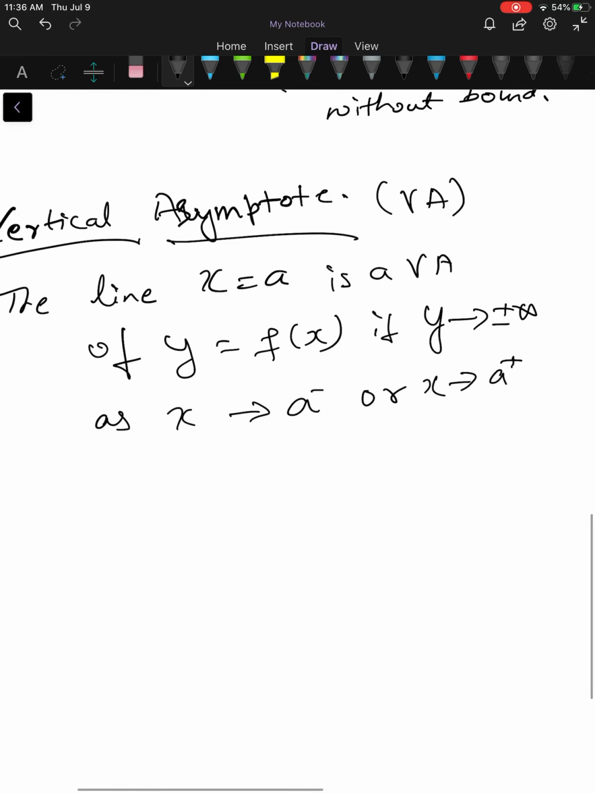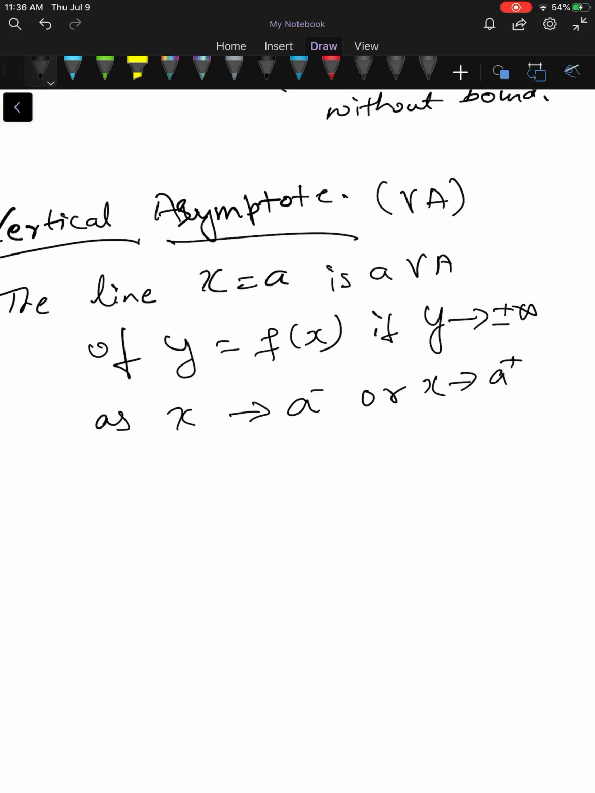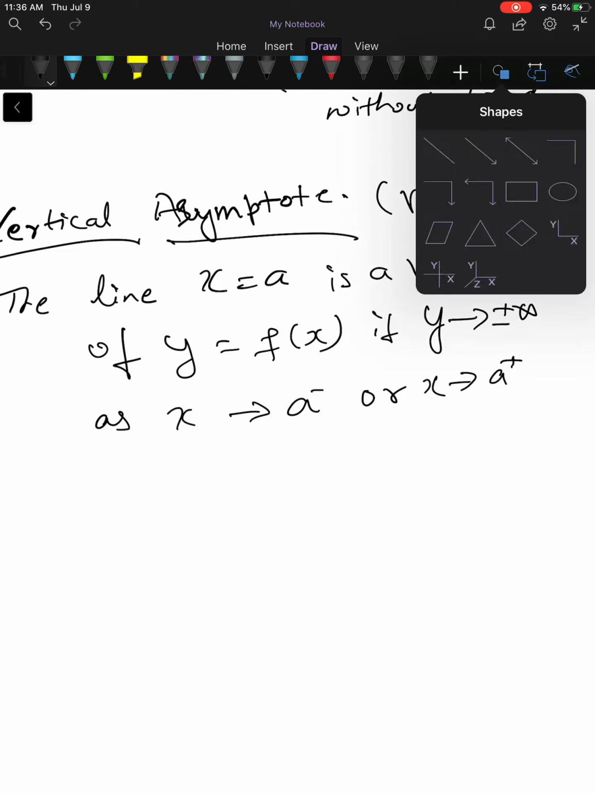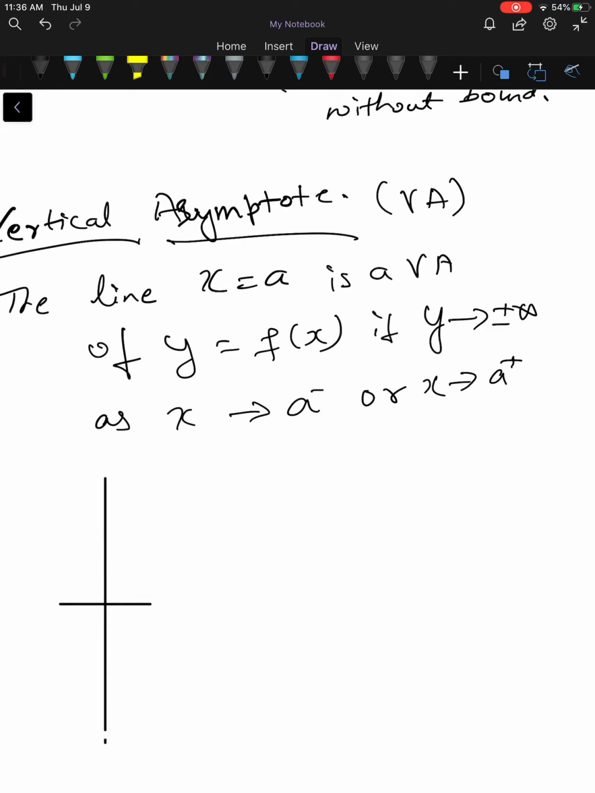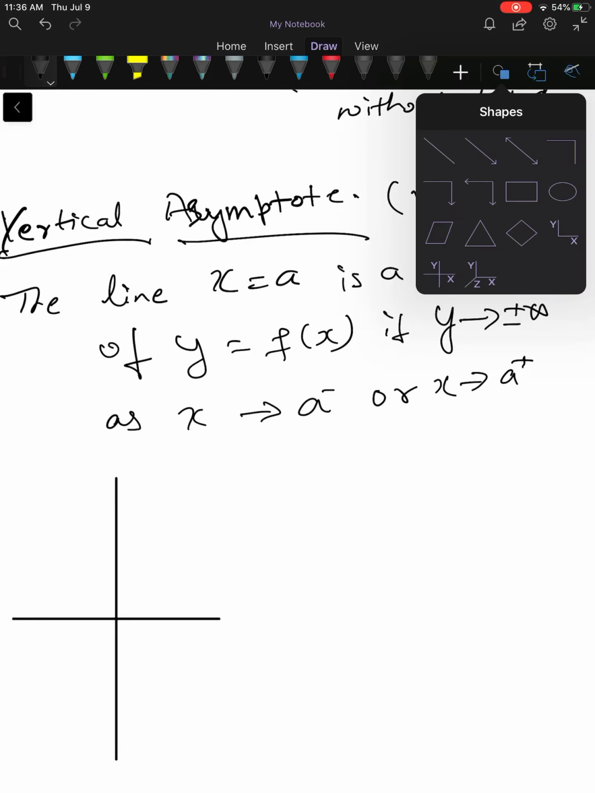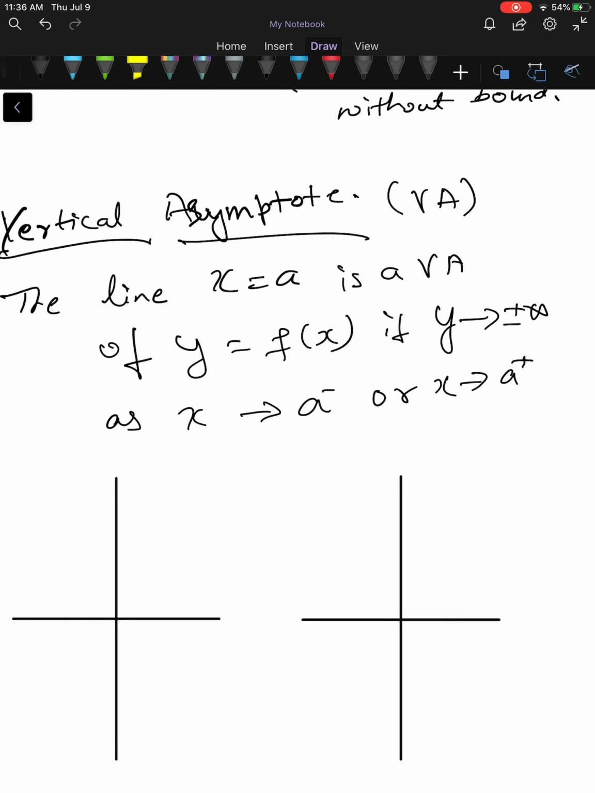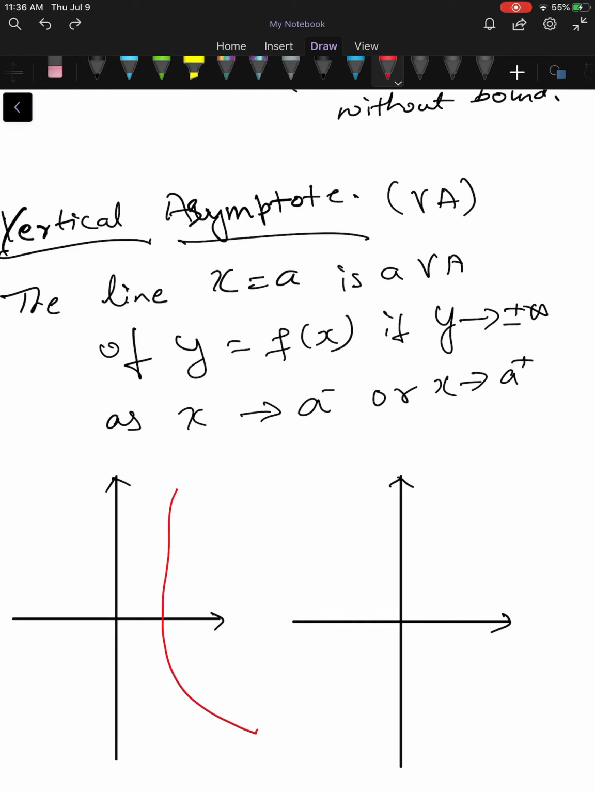So to denote things graphically, if I draw a graph, these are the two graphs. This is our x-axis and y-axis, and here, I'll draw it a little better.